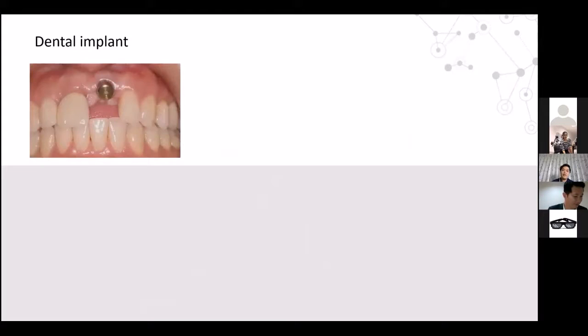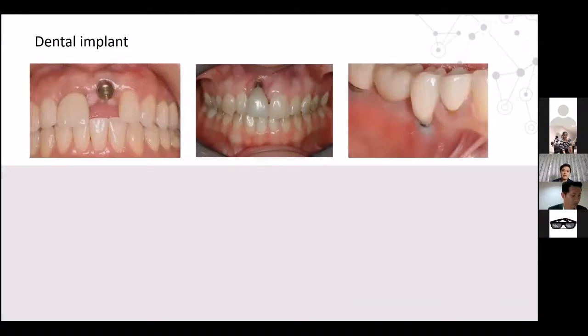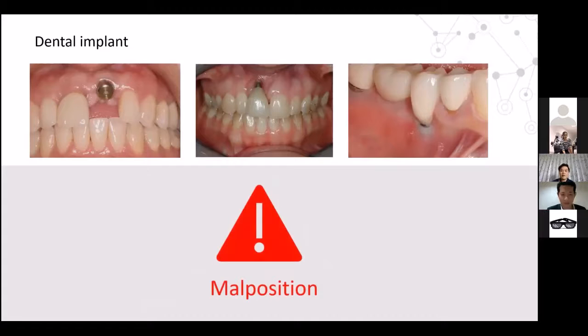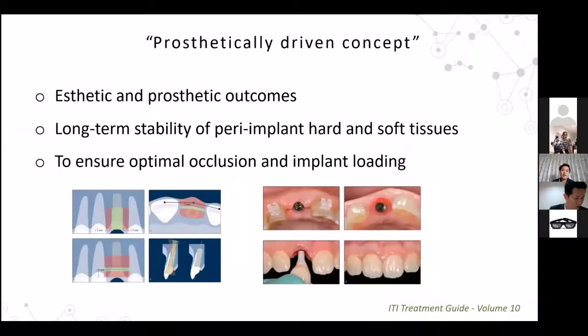But one of the most common complications of dental implants is malposition of the fixture, resulting in prosthetic failure, peri-implant failure, and esthetic problems. Then, the prosthetically driven design for positioning the implant fixture is the concept for a successful treatment outcome. The advantages of this technique are the esthetic and prosthetic outcome, long-term stability, and ensuring optimal occlusal and implant loading.